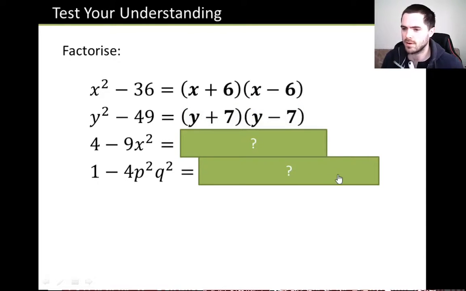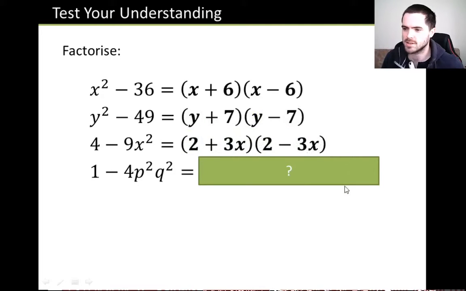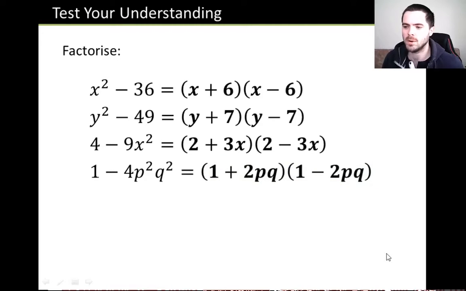Square root of 4 is 2. Square root of 9x squared is 3x. 2 plus 3x and 2 minus 3x. And finally, we would be looking at 1 plus 2pq and 1 minus 2pq. I really think it's a very elegant factorising tool. It doesn't always work, but when you find yourself looking at a load of square values, you can factorise it as easily as that.